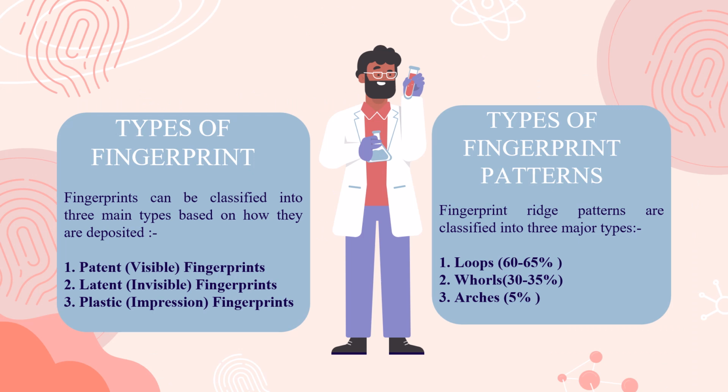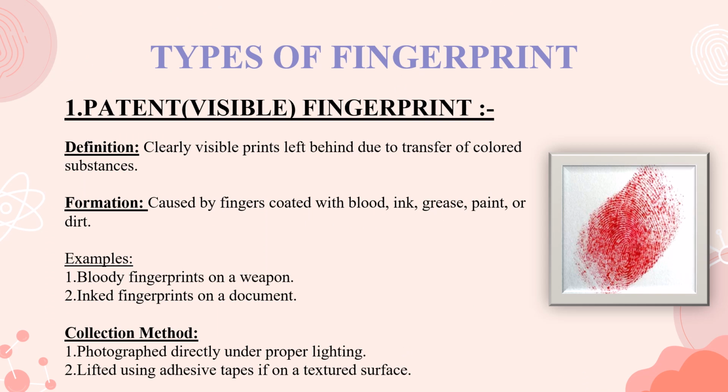On the basis of how fingerprints are deposited, they are classified into three types: patent, which are visible fingerprints; latent, which are invisible fingerprints; and plastic, which are impression fingerprints. And on the basis of pattern, they are classified into three major types: loops, whorls, and arches. Let's discuss the types of fingerprints in detail.